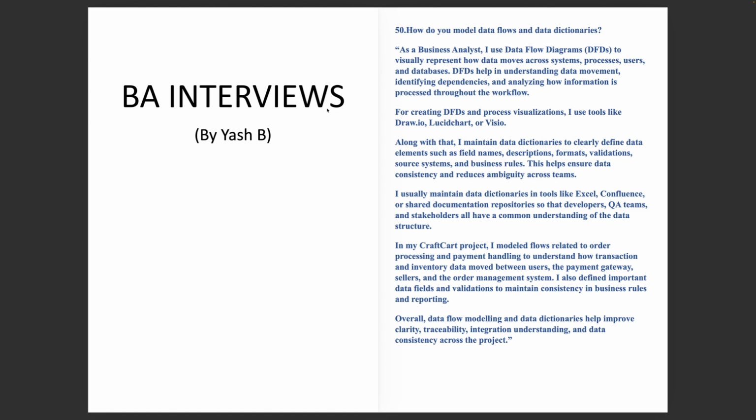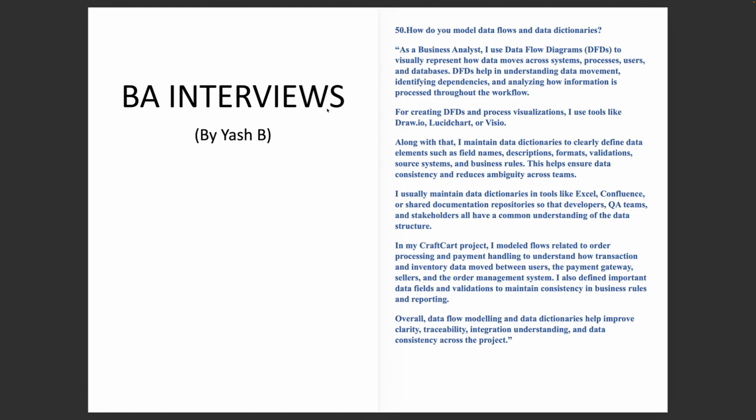Along with that, I maintain data dictionaries to clearly define data elements such as field names, descriptions, formats, validation, source systems, and business rules. This helps ensure data consistency and reduce ambiguity across teams. I usually maintain data dictionaries in tools like Excel, Confluence, or shared documentation repositories so that developers, QA teams, and stakeholders all have a common understanding of the data structure.